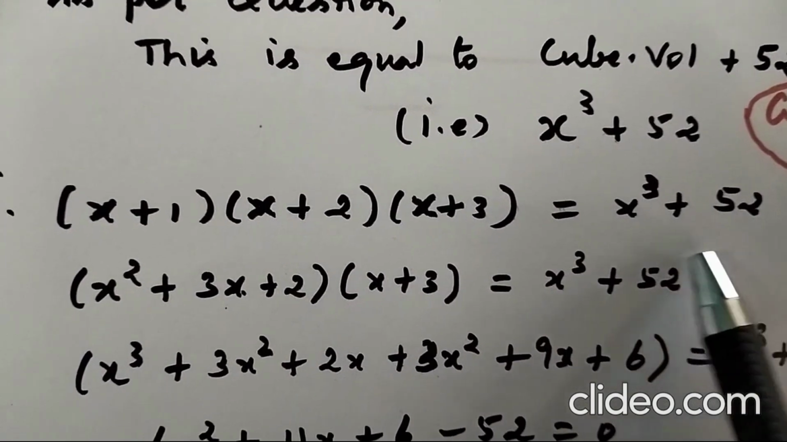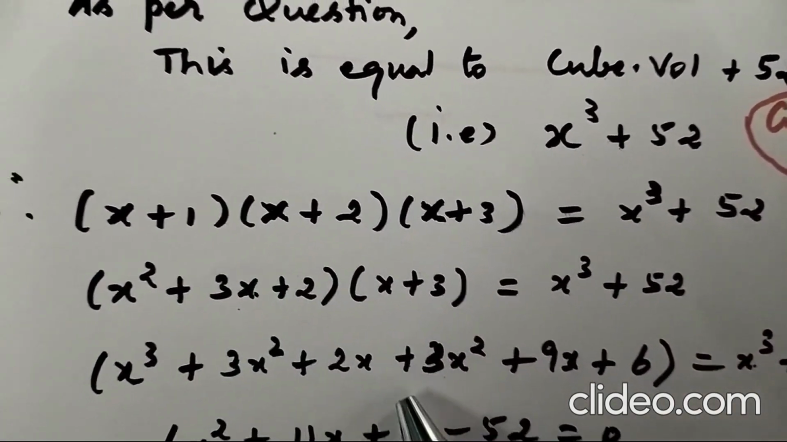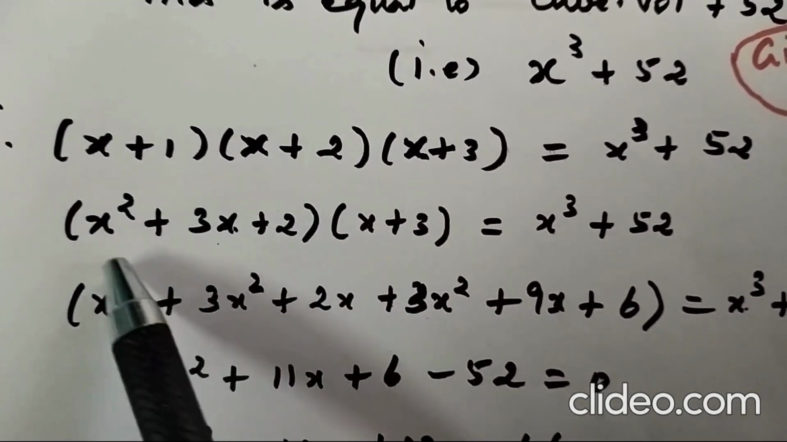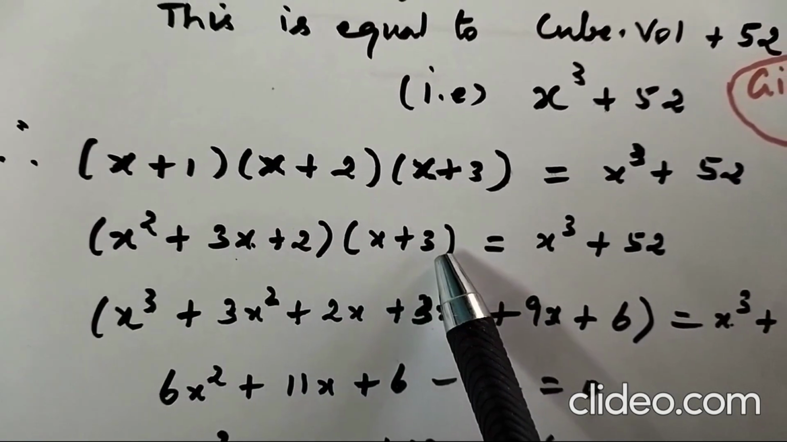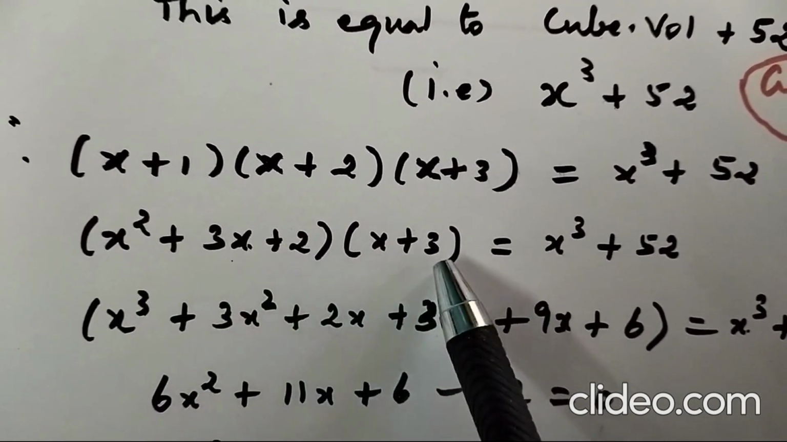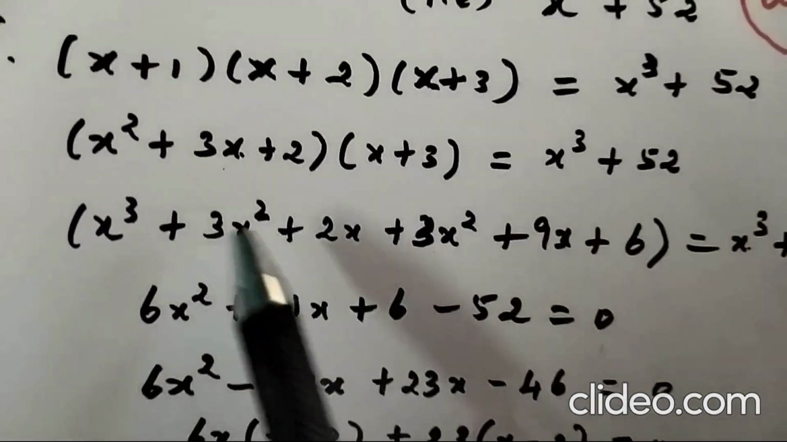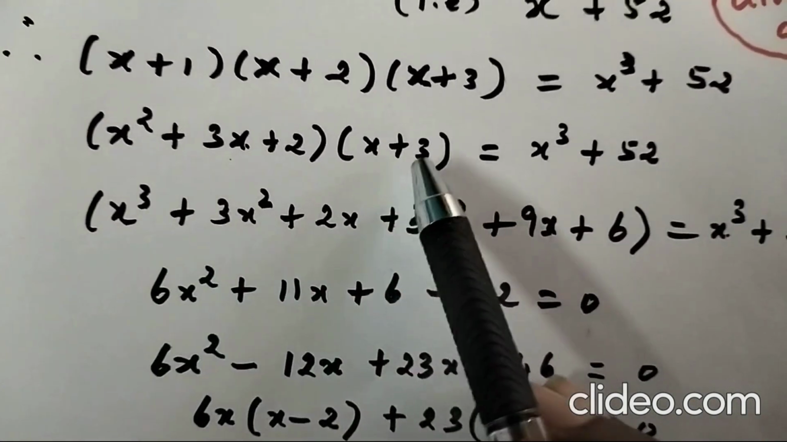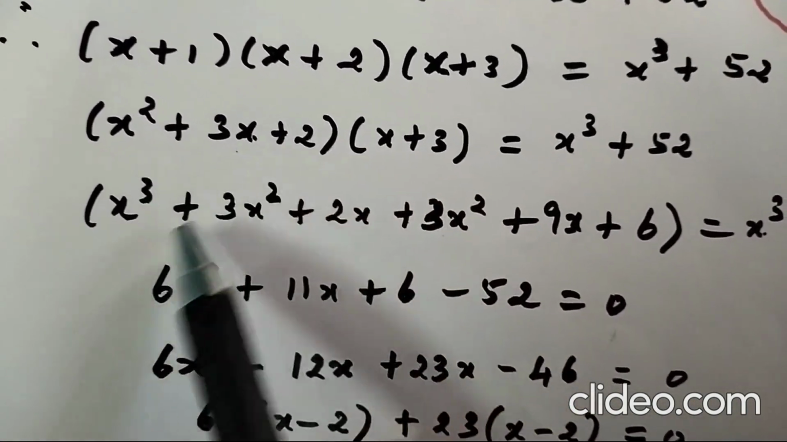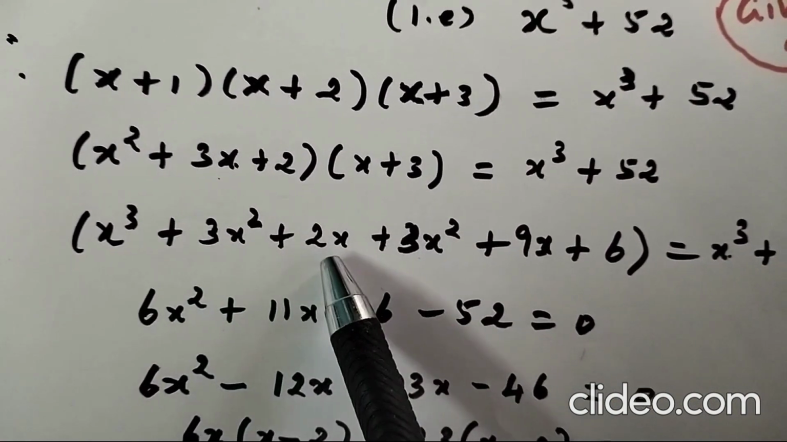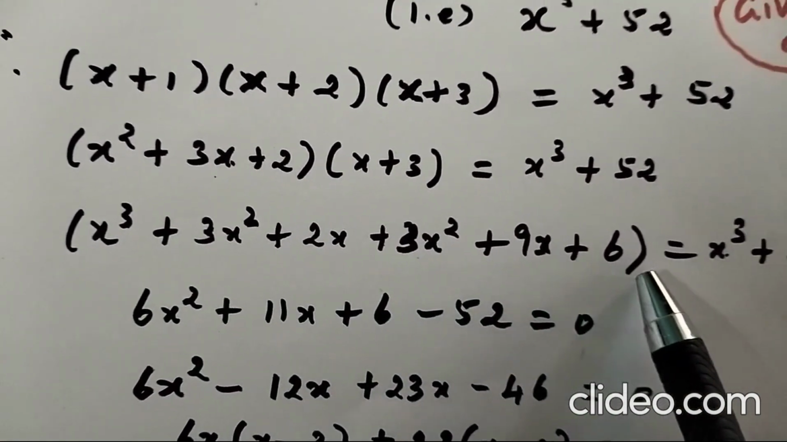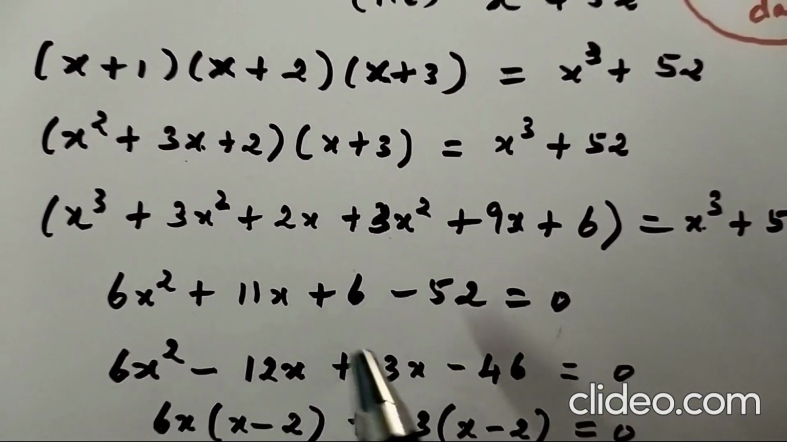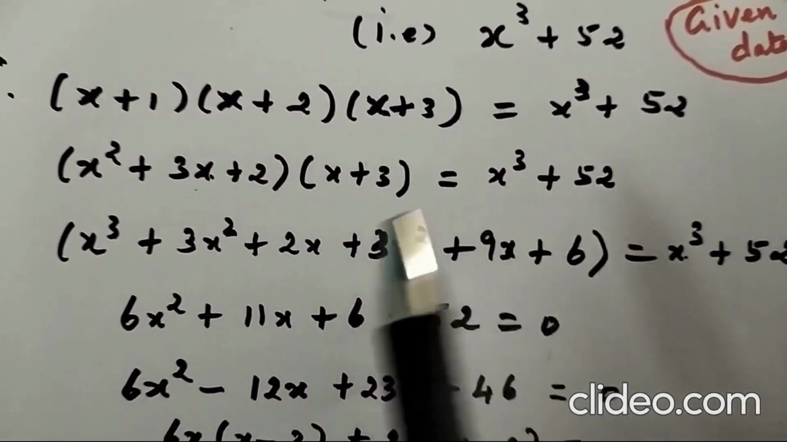Now our simple task is to solve the problem. So in this regard, we are multiplying x plus 1 with x plus 2 and getting a quadratic here. So x square plus 3x plus 2 into x plus 3 is equal to the right hand side. The right hand side remains the same, x cube plus 52. Now if we further multiply this x plus 3 with this quadratic, we are getting x cube plus 3x square plus 2x plus 3x square plus 9x plus 6 is equal to the same right hand side, x cube plus 52.